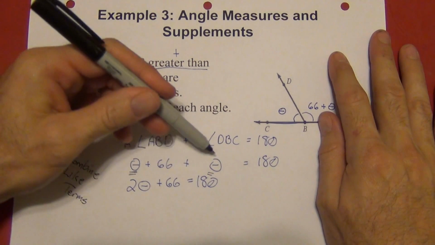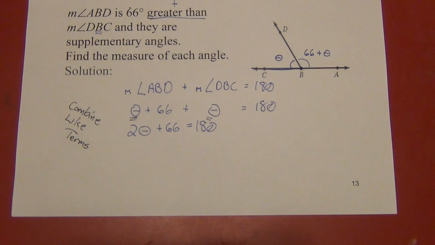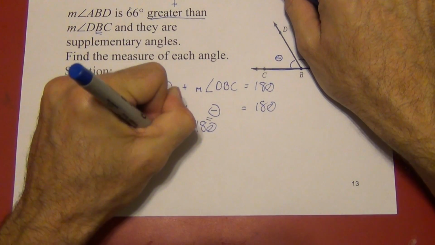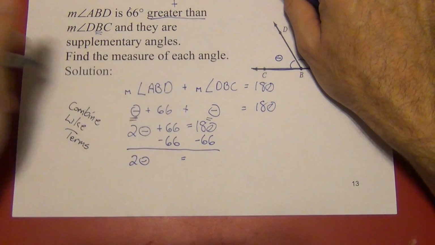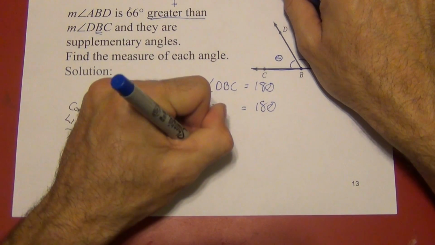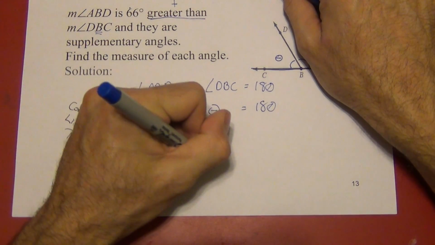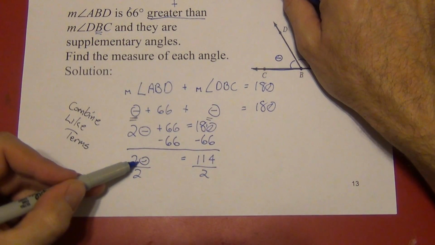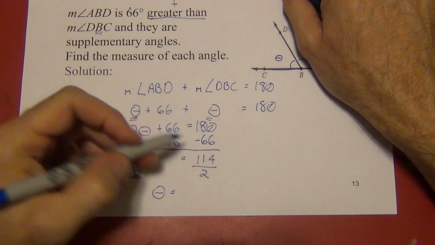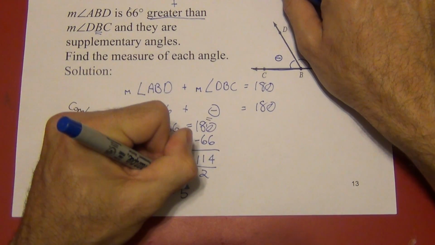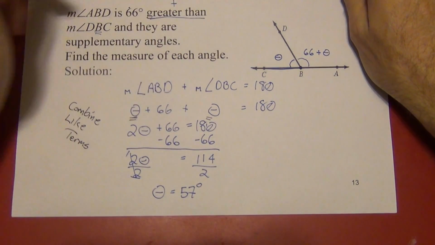Okay, and so 1 theta plus 1 theta gives me 2 thetas. Now I'm going to give myself a little bit more space, subtract 66 from both sides to get the variable more isolated. Let's see, borrow for 114, which is even, which is nice because now I'm going to divide by 2 because I'm undoing my multiplication with a division. And so 2 over 2 is 1, so I'm left with 1 theta is equal to half of 114, which is 57 degrees. So this one is equal to 57 degrees.